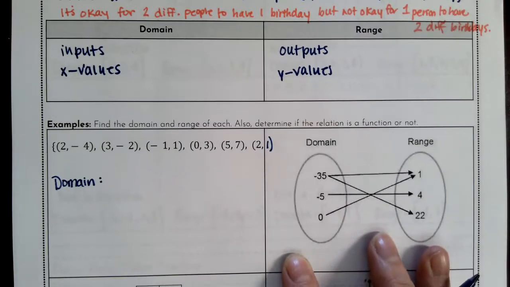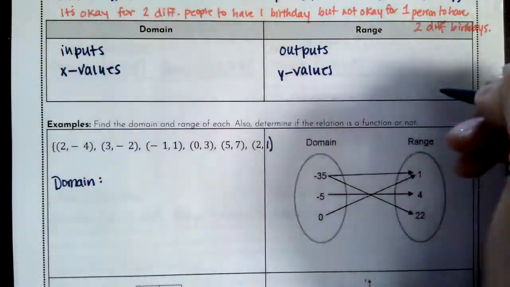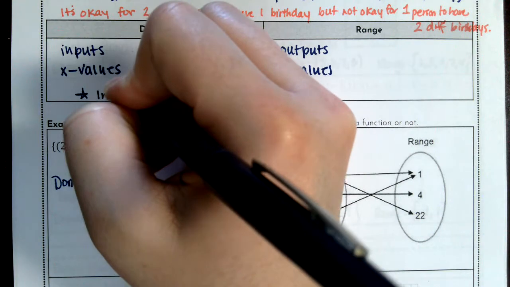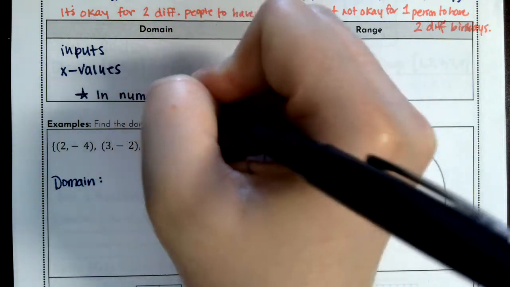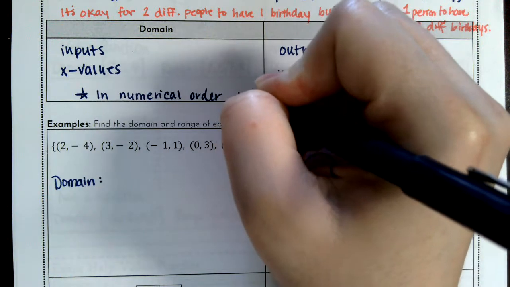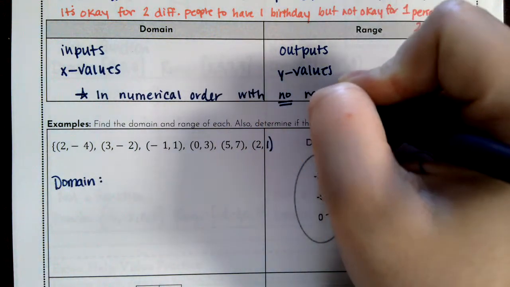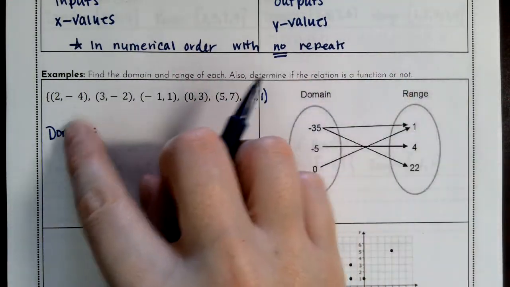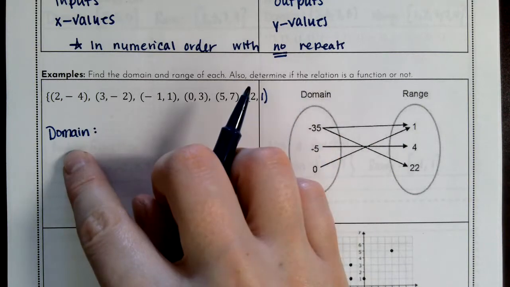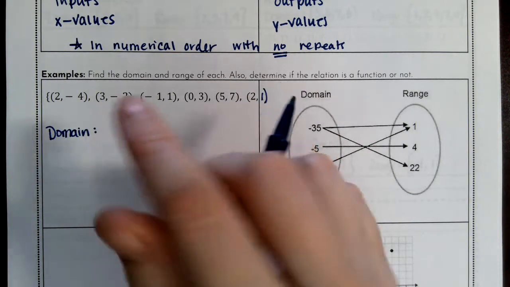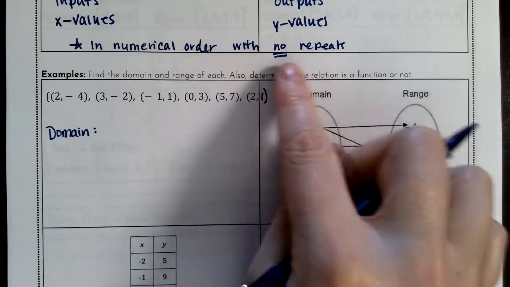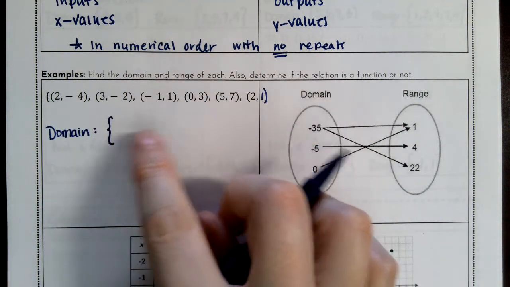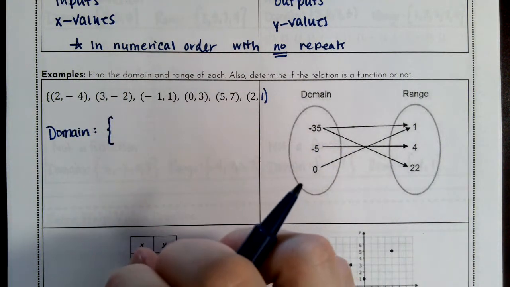I want to actually go back up to my table. I want to add one thing before we start. I'm going to write all the way across both boxes because it applies to both. We need them to be in numerical order with no repeats. So they need to be in order and do not repeat numbers. When I go to write my domain, I'm going to find all my x values. Domain comes first, x comes first, and I'm going to make a list, in order, no repeats. Your domain and range are going to be in curly brackets, and the list is going to be separated by commas.